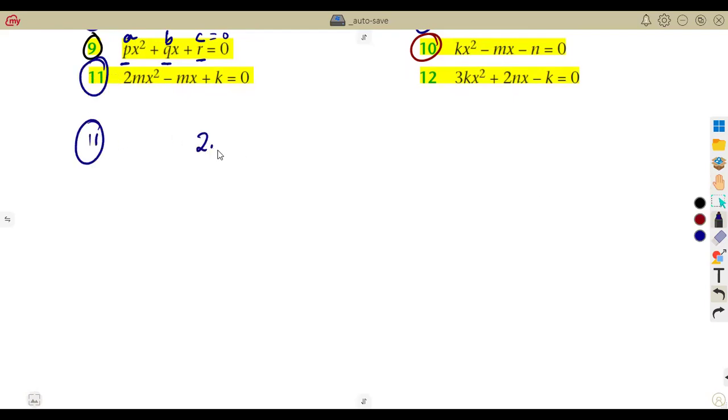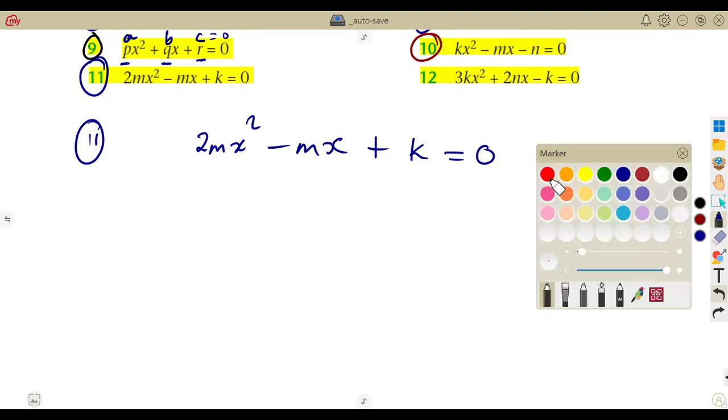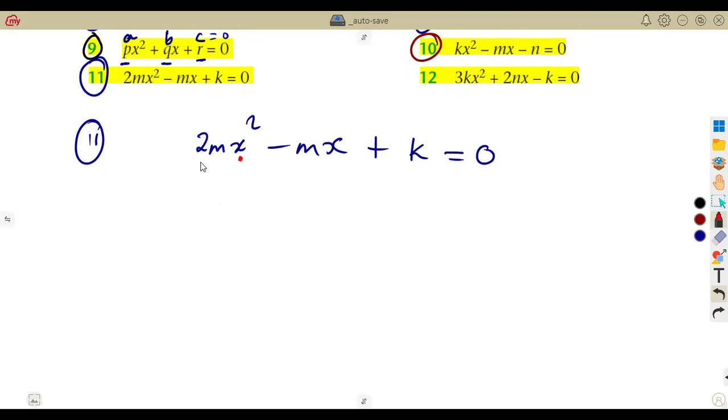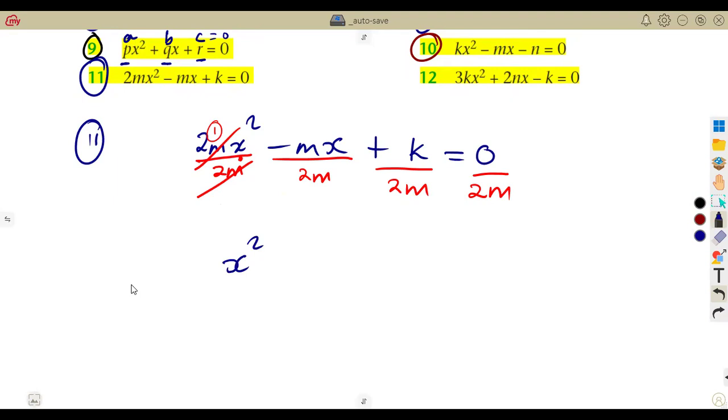Question 11, which is 2m x squared minus mx plus k is equal to 0. On this question, you're supposed to be very, very careful. Remember, I said you're supposed to divide by the coefficient of x squared because we do not have a 1. So you're supposed to divide each and every term by 2m, because we want x squared to be 1. So the moment we divide like this, it's now a 1, now given as x squared.